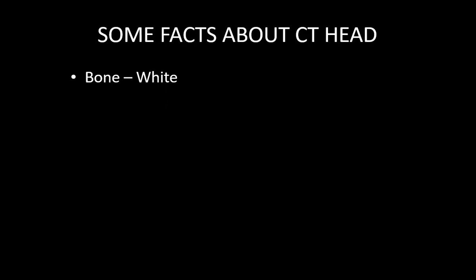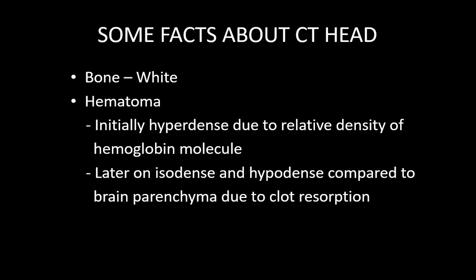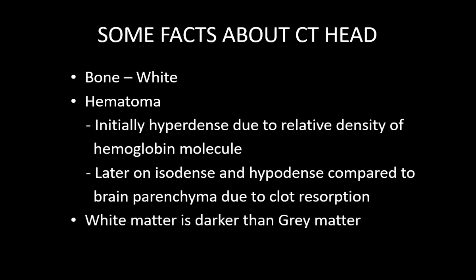So some facts about head CT. Bone, we know, is white. Hematoma depends on the age of the hematoma. Acute hematoma is hyperdense because of the relative density of hemoglobin molecules. As it ages, it becomes isodense, and when it becomes chronic, it becomes hypodense as compared to the brain parenchyma. White matter is darker than the grey matter, and CSF appears black. So with these basics, we will comment upon the X-ray, the CTs, head CTs.